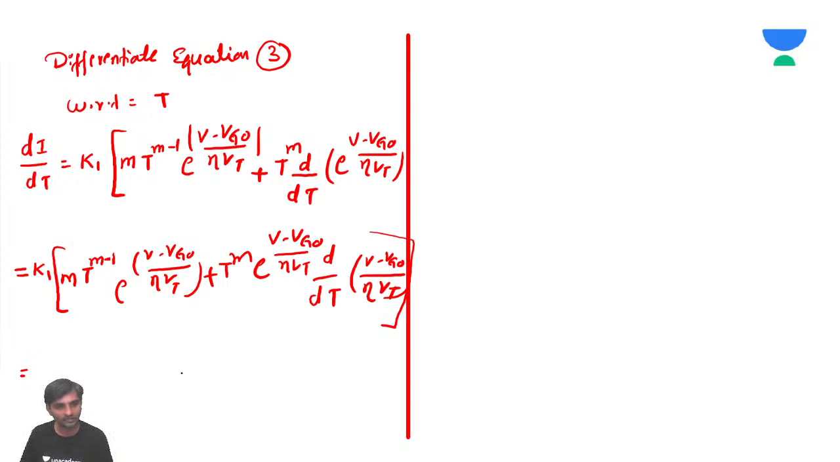So I can still write this. I'll take e power (V minus Vg0) by eta Vt out as common, and I'll take T power m also as common. So what will be remaining, sir? K1 into T power m into e power (V minus Vg0) by eta Vt taken common. So what will be remaining? It will just be m by T plus, here I have taken common out.